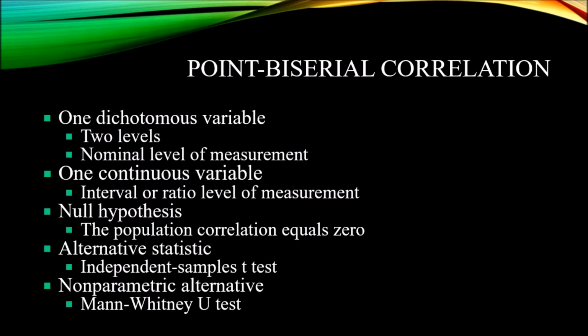The point-biserial correlation has an alternative statistic available, and that's the independent samples t-test. So if you have a dichotomous variable, two levels, and a continuous variable, a point-biserial correlation and an independent samples t-test will give you the same result. There's also a non-parametric alternative for the point-biserial correlation, and that's the Mann-Whitney U-test.